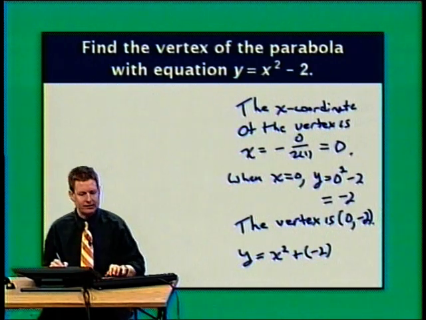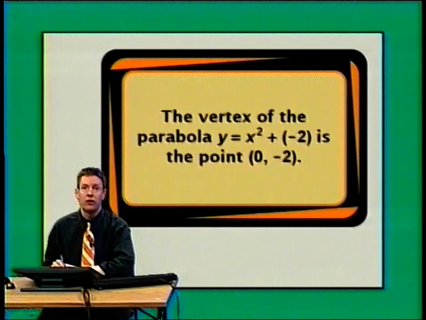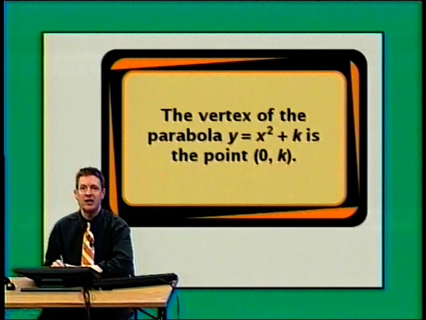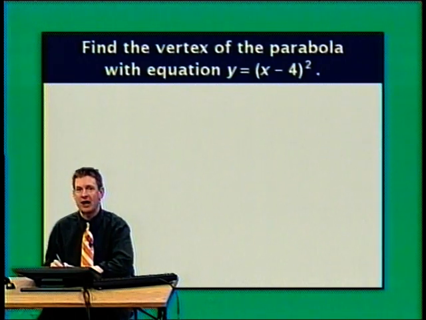So let's summarize the last couple of examples. The vertex of the parabola y equals x squared plus 8 is the point (0, 8). The vertex of the parabola y equals x squared plus negative 2 is the point (0, negative 2). I see a pattern. The pattern seems to be that the vertex of the parabola y equals x squared plus k is the point (0, k).